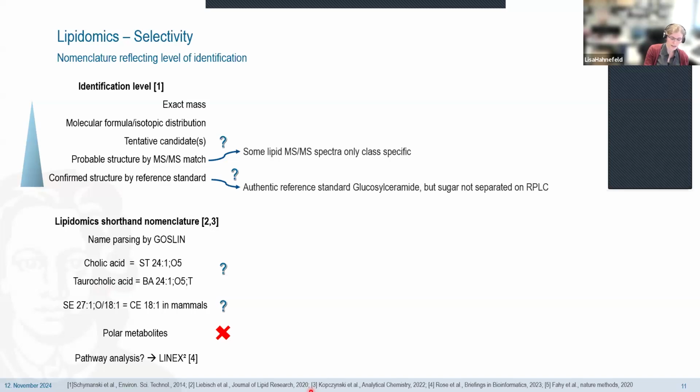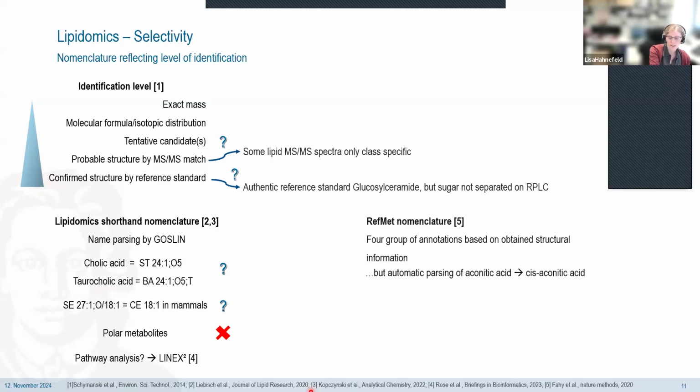There's one exception, and that is LINEX. I will come to this a little bit later. Of course, the metabolomics community also has a solution for this, sort of. The RefMet nomenclature technically also considers different annotation levels or identification levels, but sadly, in the automatic name parsing which it provides, it is not reflected at all. Sometimes it even adds structural information which was not present before, as in this example with aconitic acid, where it's then also adding the cis, but you can't know if it's a trans-aconitic acid.